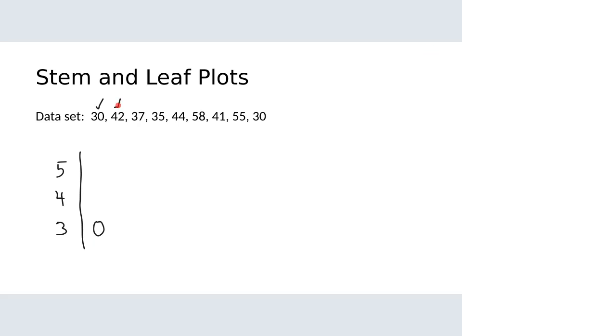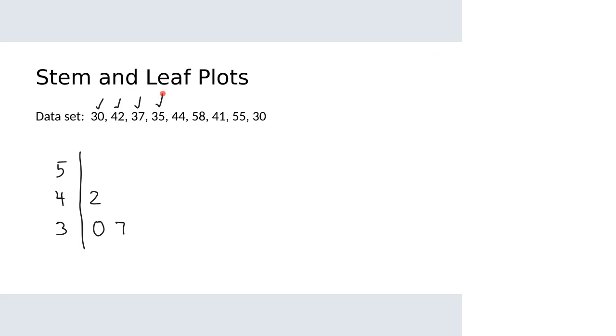Then I have this 42. So I'll put a 2 right here. I've made 42. Now I have 37. So I'll go back down to this row that has a 3 in the tens place, and I'm going to put a 7 here. This 7 right here represents 37. And the way I know that is because it's in the row with a 3 for the tens digit. Hopefully that's making sense. If it's not, you let me know, and I'll make sure to explain it in a way that clears it up.